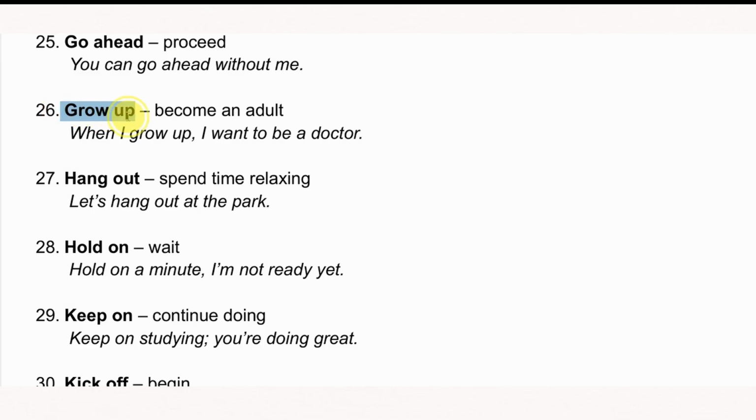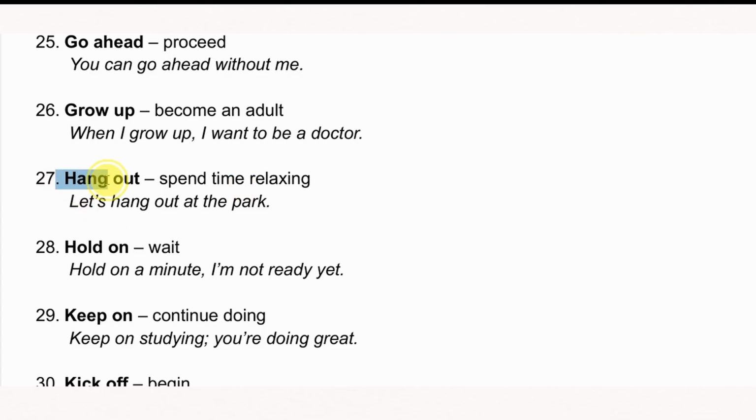26. To grow up. To grow up means to become an adult. You are an adult now. When I grow up, I want to be a doctor. When I become an adult or when I age up, to grow up, that is to age up.